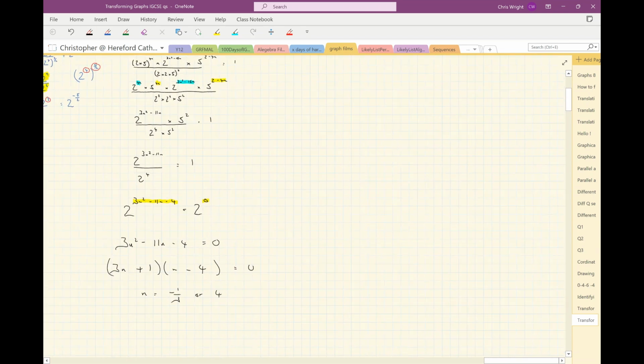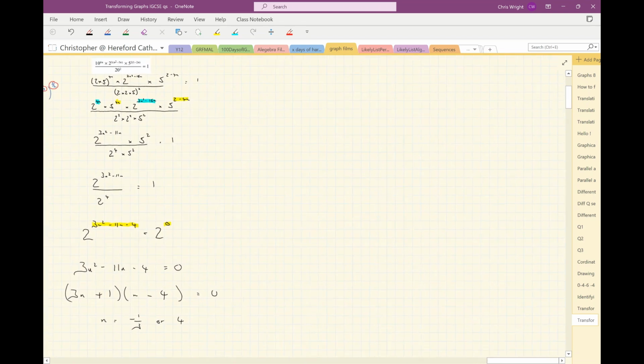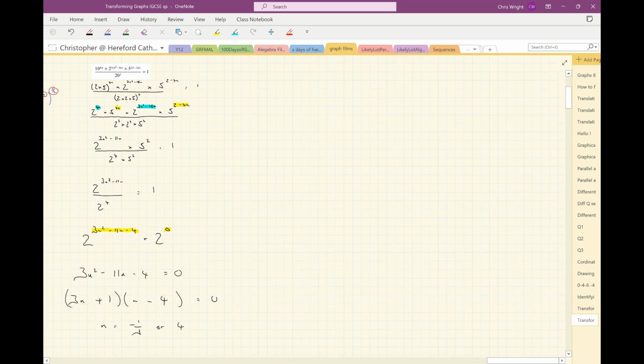There you are. Well, that was more tricky than the first example. I wonder how you got on. If you'd like a hand with your indices, you'd like to do some more practice, I will put a link to a film which contains some more IGCSE indices questions for you to practice.